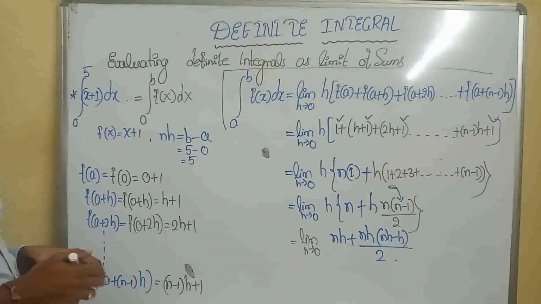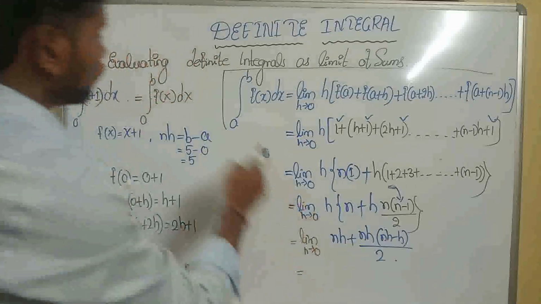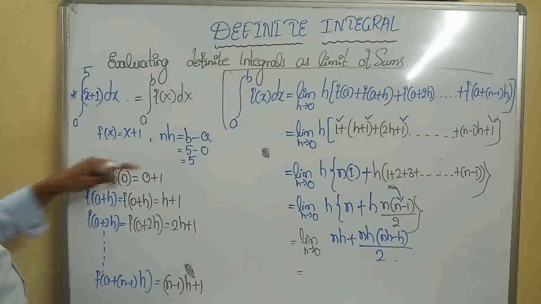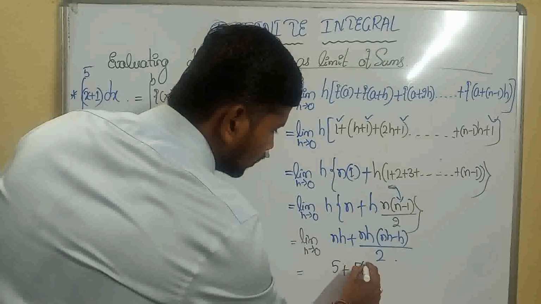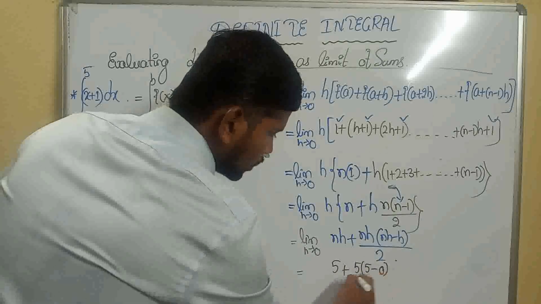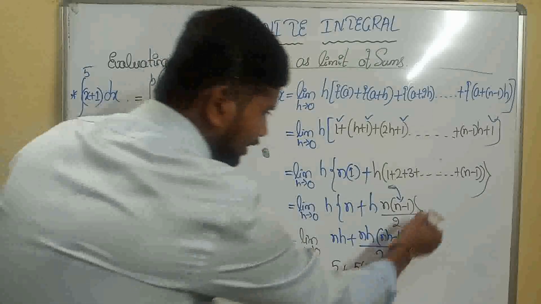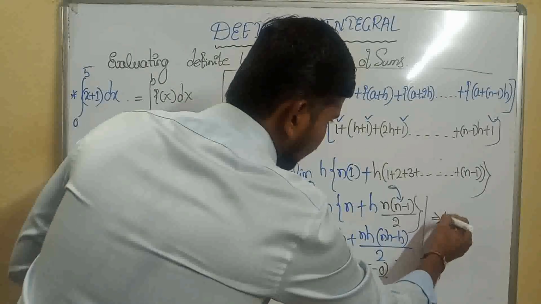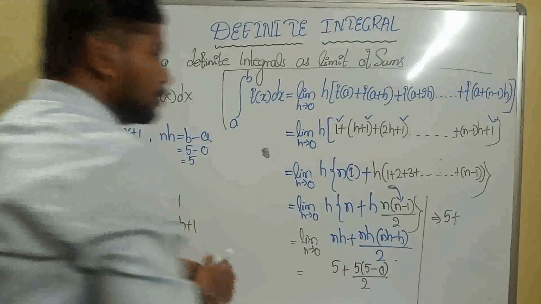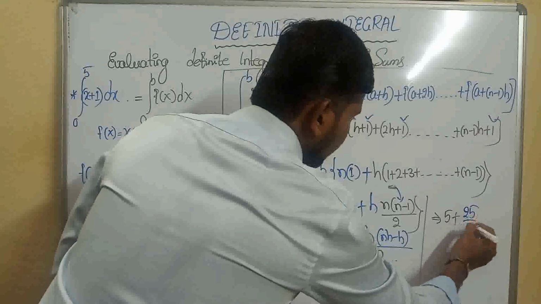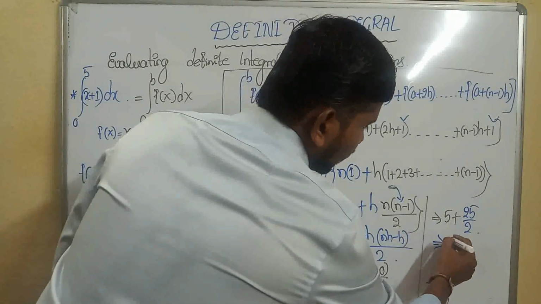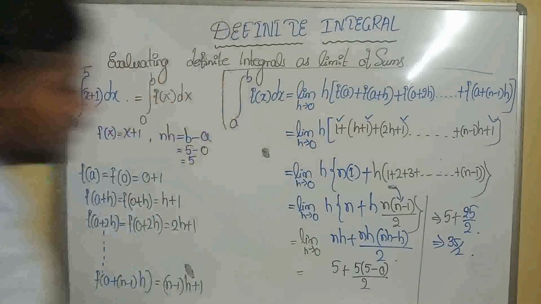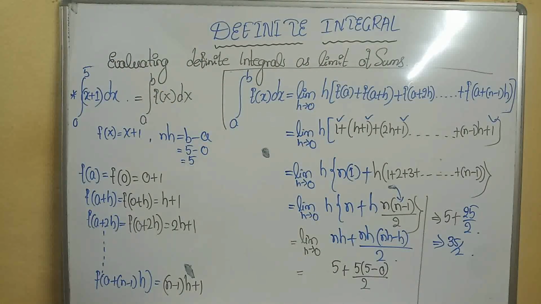Got it? Now substitute the value of nh as 5 and apply h tending to 0. nh means 5, plus 5 into 5 minus h, where the h value becomes 0, divided by 2. Got the point clearly? It will be 5 as it is, plus 5 into 5 will be 25 divided by 2. What is 2 into 5? 10 plus 25, 35 divided by 2. Got the point clearly? It is finding the integral of the function as a limit of sums.